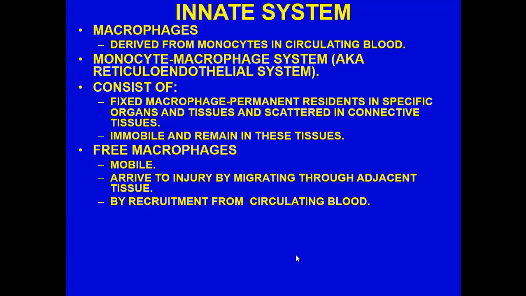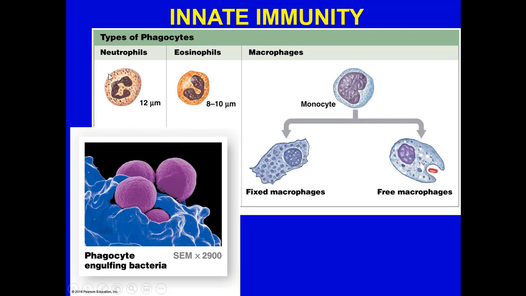Free macrophages are mobile. They arrive at the injury site by migrating through the adjacent tissue or by recruitment from circulating blood. Here we have neutrophils. You can see that their nucleus is multi-lobed. Eosinophils are bilobed. With macrophages, you start off with monocytes and you either end up as a fixed macrophage or a free-moving macrophage. Here is a phagocyte engulfing bacteria cells. Here are the bacteria cells, and you can see the movement and the phagocytizing cell membrane wrapping around the bacteria.